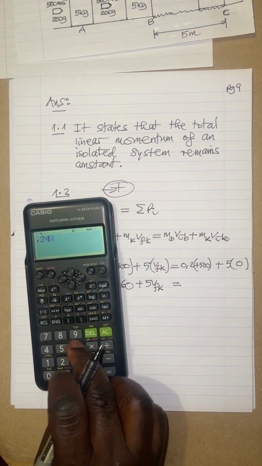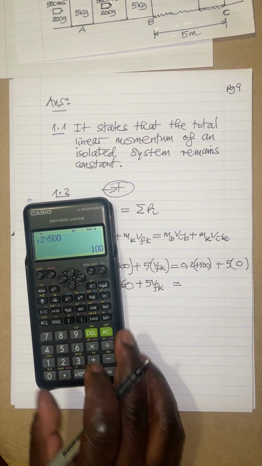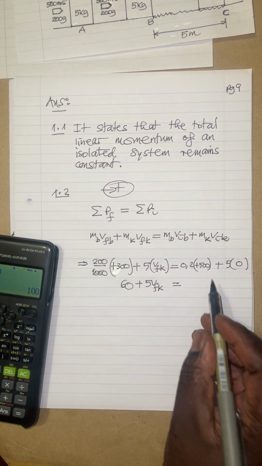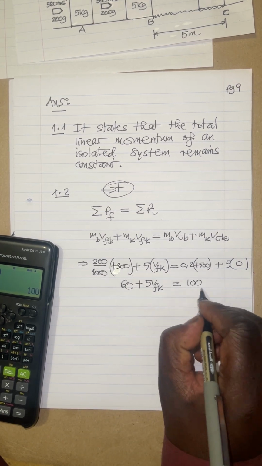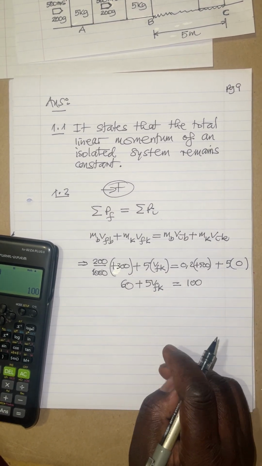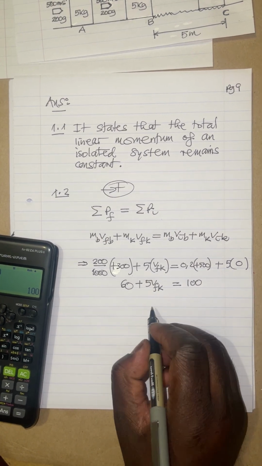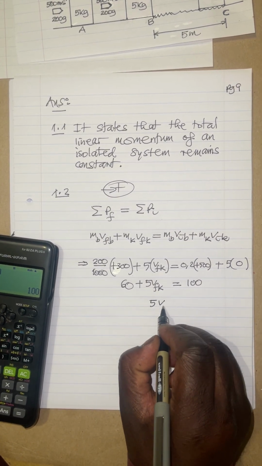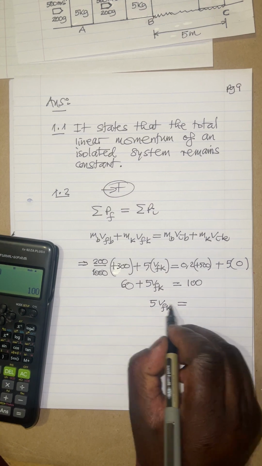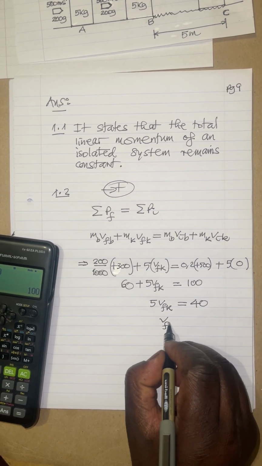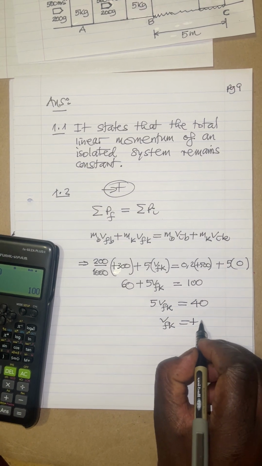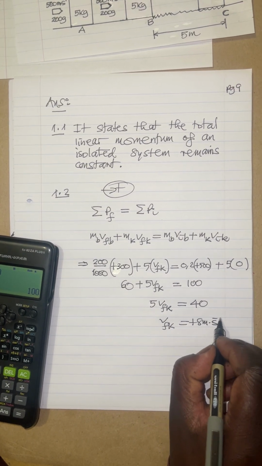0.2 times 500 is 100. So this is 100, and that will be 0, obviously. Take 60 to the other side, or subtract 60 from both sides. 5 V final of the block is going to be 40 if you subtract 60 from 100. And V final of the block is going to be positive 8 meters per second.